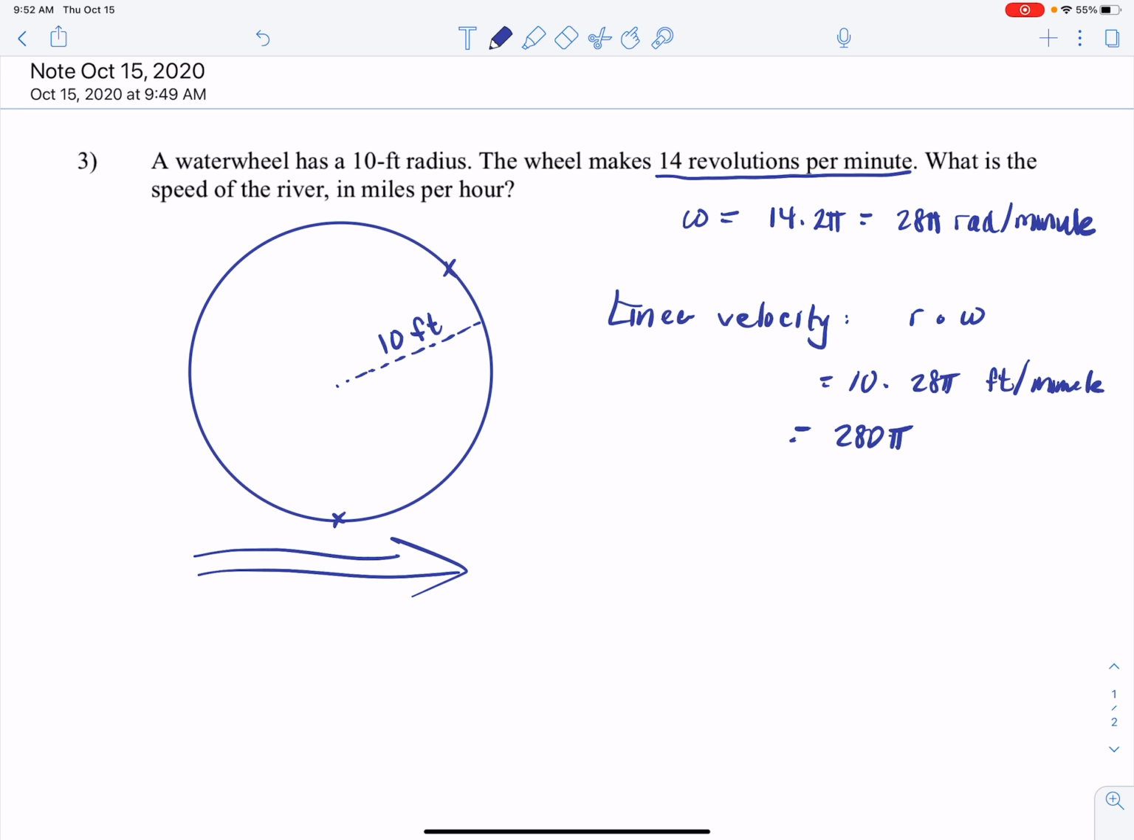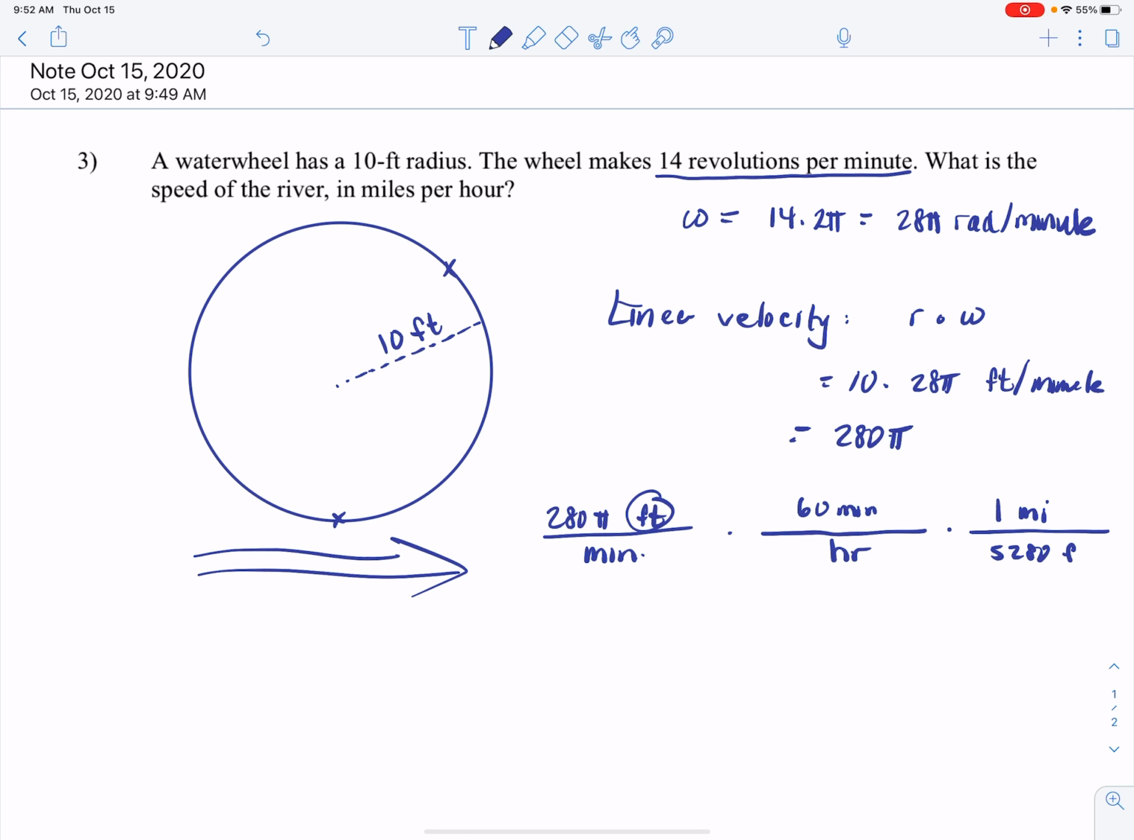So I'm going to take 280 pi, and this is feet every minute. And now what I want to do is I want hours down here. So I know that there's 60 minutes in every hour. And I also know that every mile, I have feet up here, but I don't want it. So that means feet is going to go in the denominator and its equivalent is going to go in the numerator. So 1 mile is 5,280 feet.